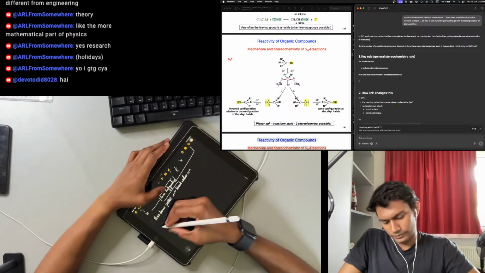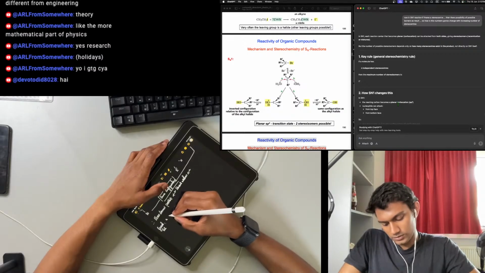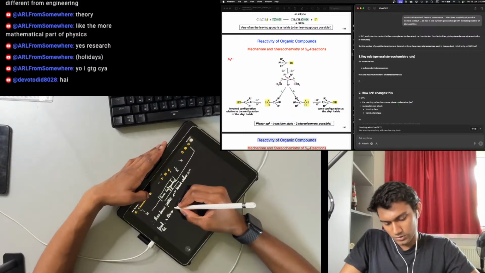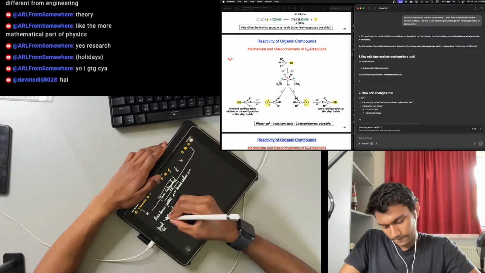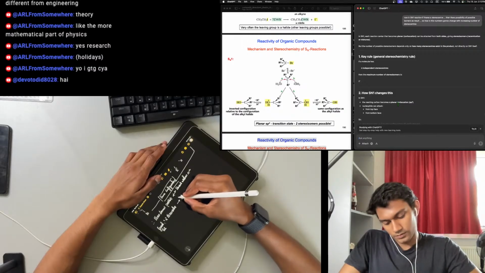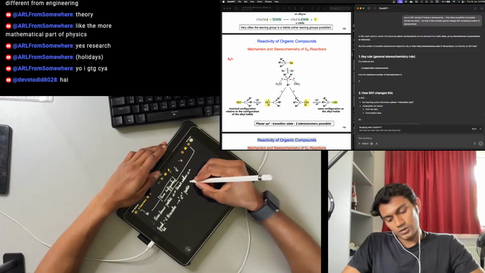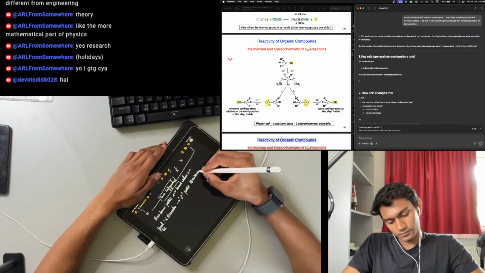General rule. N stereo centers, two raised to n possible stereo isomers.